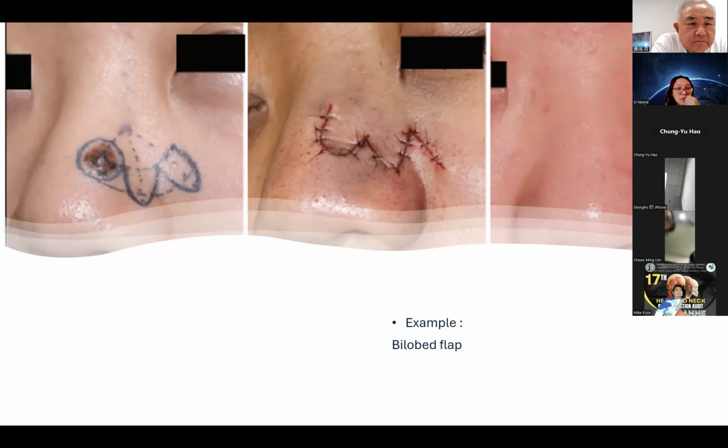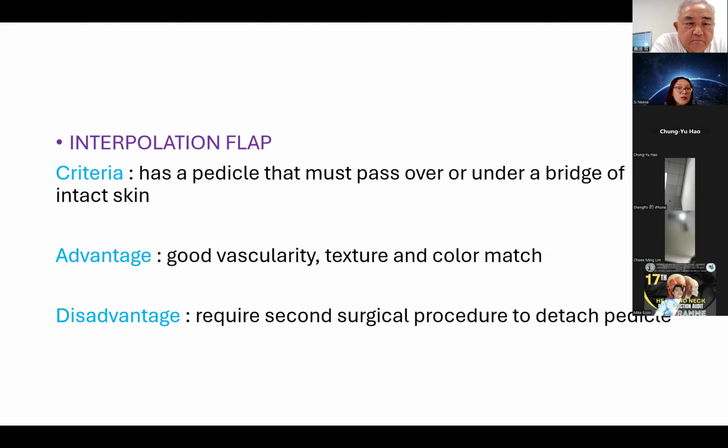And then the bilobed flap, you can always rotate it whenever you have a very rounded, very small lesion that has surrounding lax tissue as well. Interpolation flap, the good thing about it is it's a good flap with good texture and match. The disadvantage, which patients should consider before having this flap, is that it requires a second surgical procedure. And we commonly use this interpolation flap all the time, especially for the forehead flap.